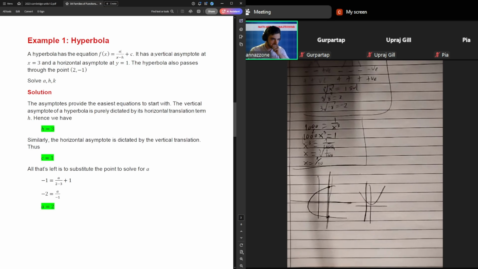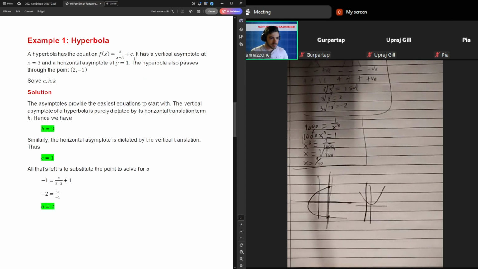So for example, our vertical asymptote, does anyone know what's responsible for setting the vertical asymptote of the hyperbola? Is it h, in the x translation? Precisely. So whatever's in this denominator here with a minus h, if it's a vertical asymptote at x equals 3, we're going to get h equals 3. So that'd be x minus 3 in that case.